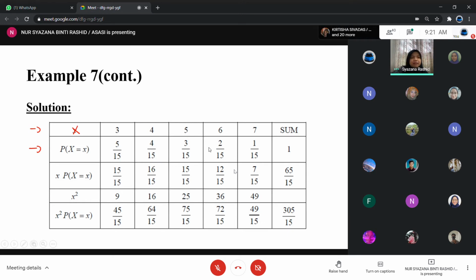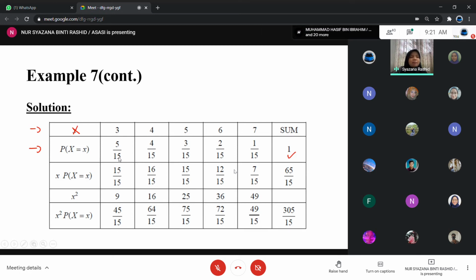Dan dapat yang ni. So nak pastikan jawapan kita betul ke tak, cuba kita kira hasil tambah ni. Kira hasil tambah. Dapat 1 tak? Kalau dapat 1, then okay. Tak ada masalah. Kalau tak dapat 1, tengok balik. Jangan terus proceed cari mean. Nanti banyak kerja you nak kena ulang balik. So make sure yang ni betul dulu. Sama dengan 1. Okay. So kita dah settle kita punya table.